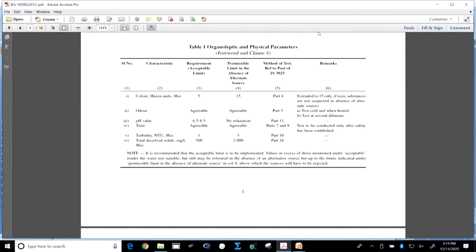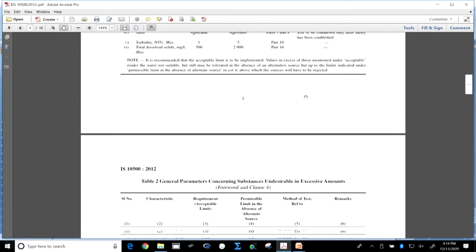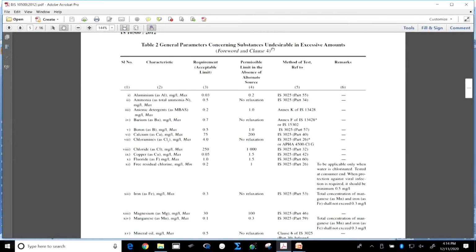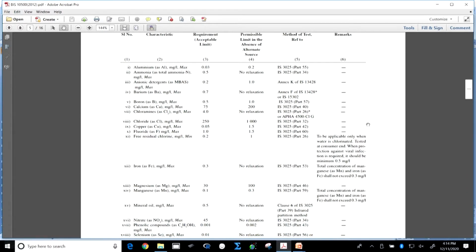So, organoleptic and physical parameters, and then the general parameters concerning substances which are undesirable in excessive amounts. This is something we looked at earlier. One other aspect I would like to mention is that we also have the test method, in case there is doubt or confusion regarding the authenticity or quality of the test. So you have the relevant method and the reference given here.